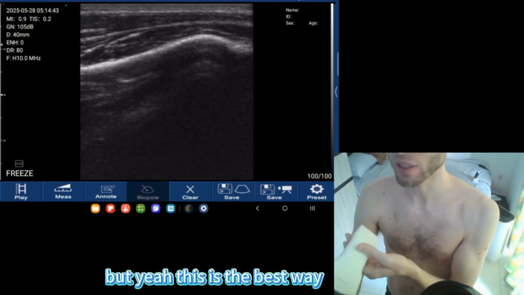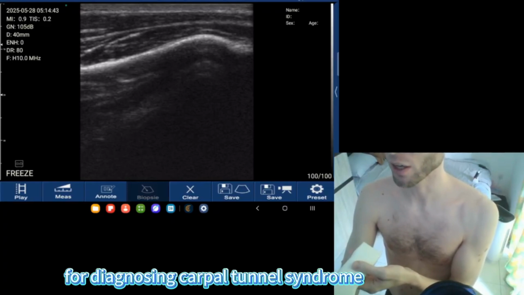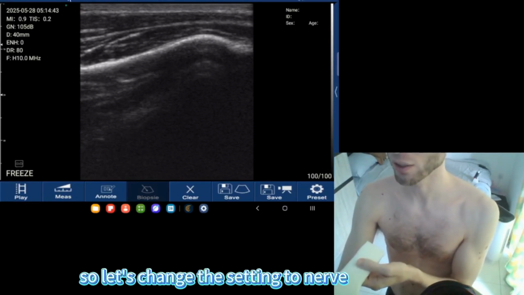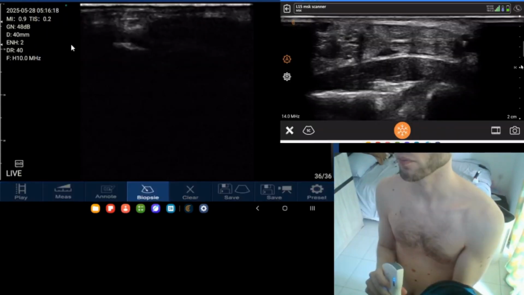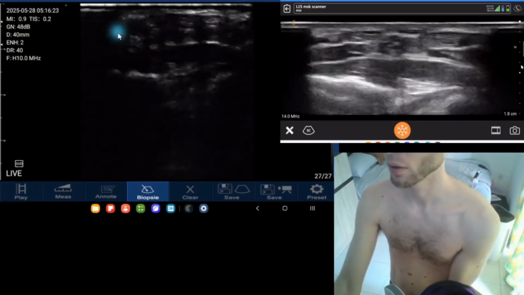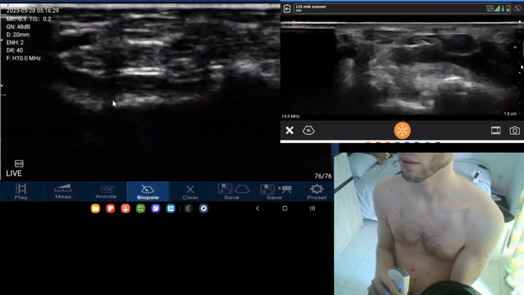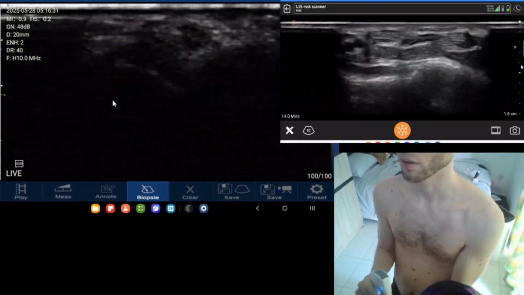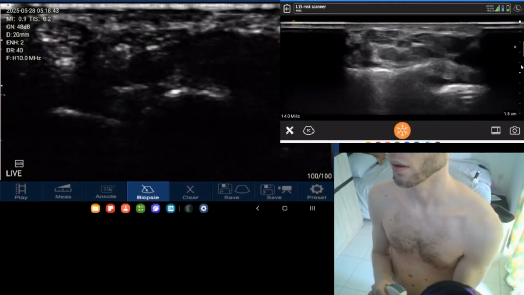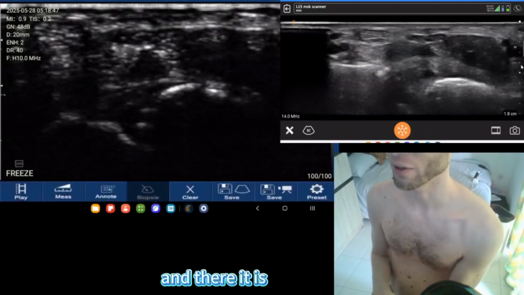But yeah, this is the best way. This is better than nerve conduction studies for diagnosing carpal tunnel syndrome. All you have to do is basically measure the size of the nerve. So let's change the setting to nerve. And there it is.